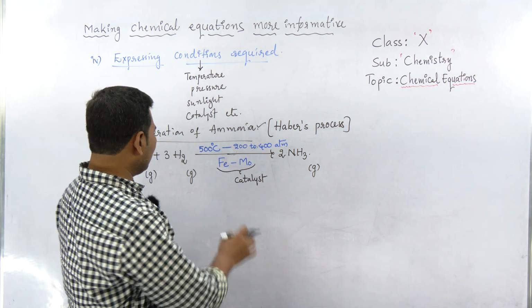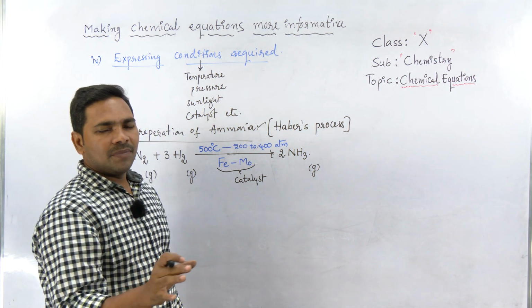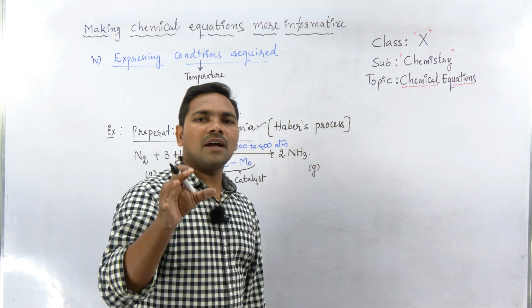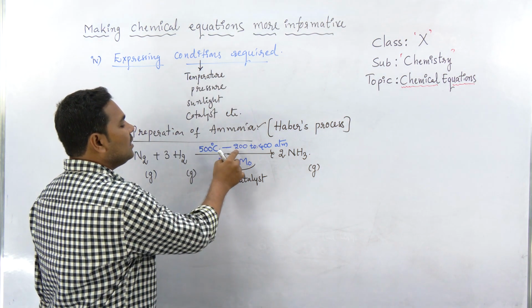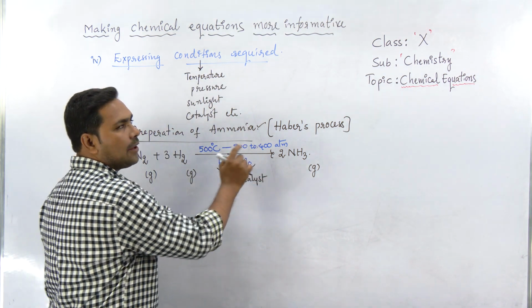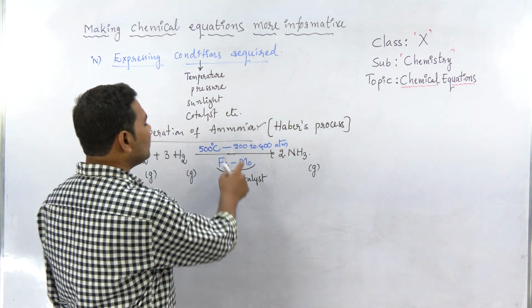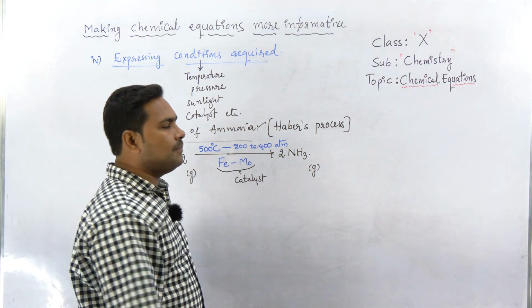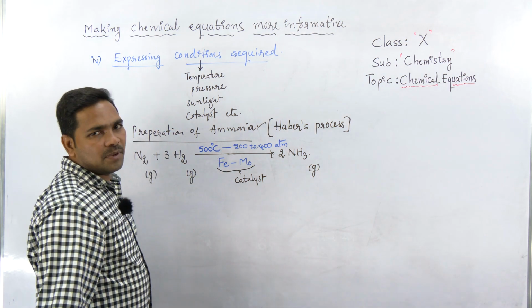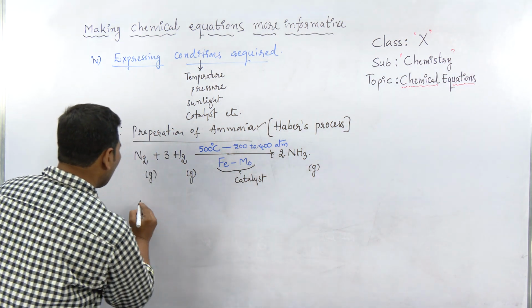So now as you see this equation, whenever a chemical equation is written, the conditions required for the chemical reaction are just written above or below the arrow mark. If any conditions are written above or below, we understand that they are necessary for carrying out this specific chemical equation. Let us see one more example.